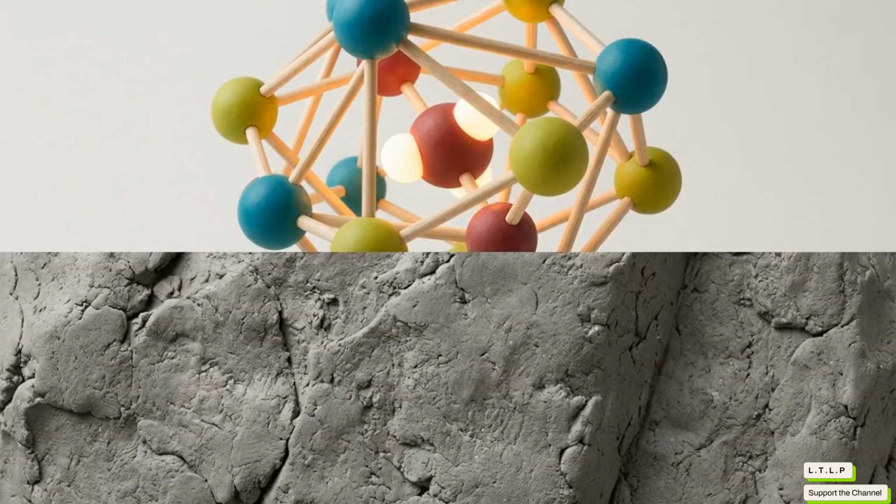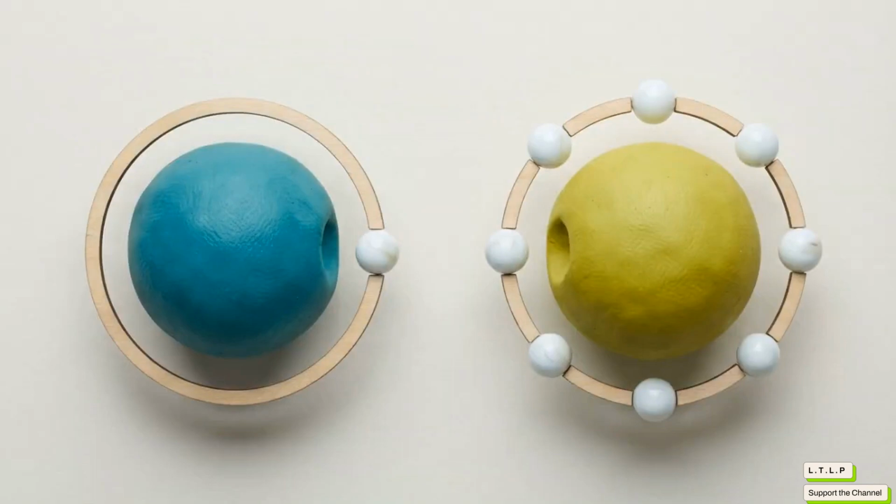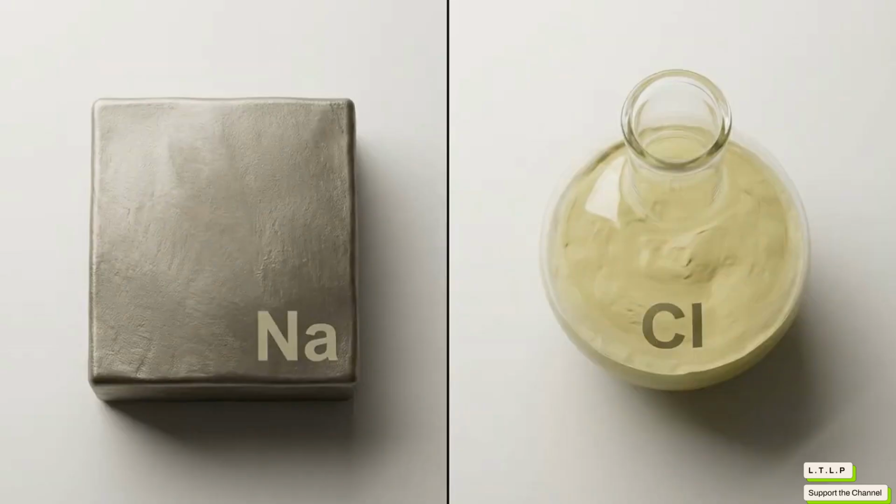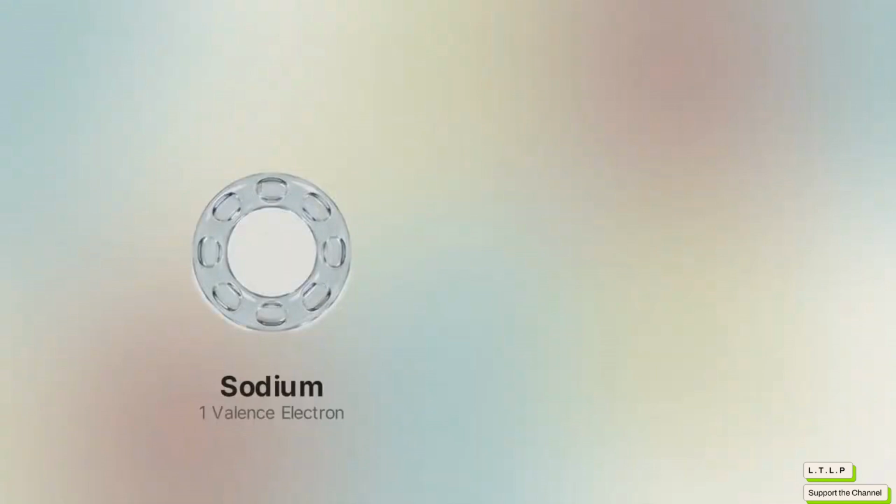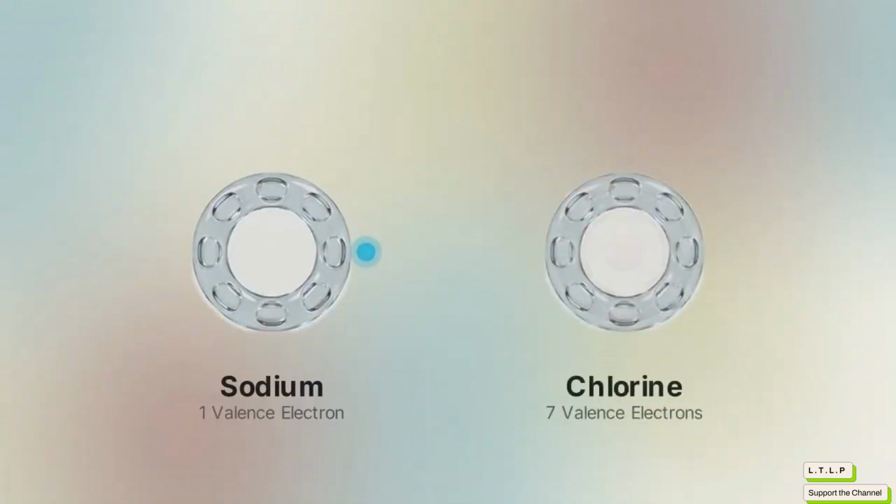The physical world exists because these unstable atoms are constantly interacting with one another, searching for the electrons they need to reach balance. To see how atoms find that balance, we have to look at the specific structural deficits of our sodium and chlorine. Here is a sodium atom. Its outermost shell contains 1 isolated electron. Right next to it is chlorine, featuring 7 outer electrons and exactly 1 empty slot.